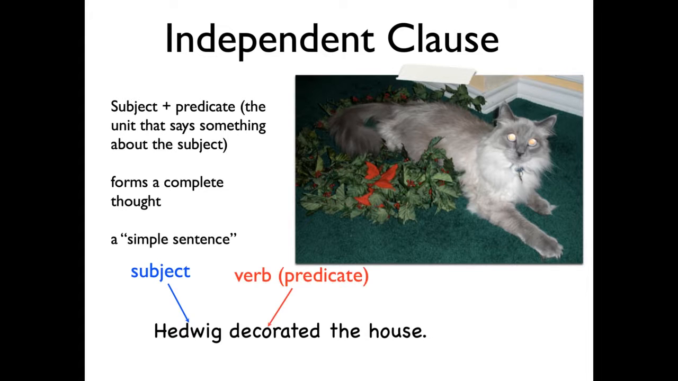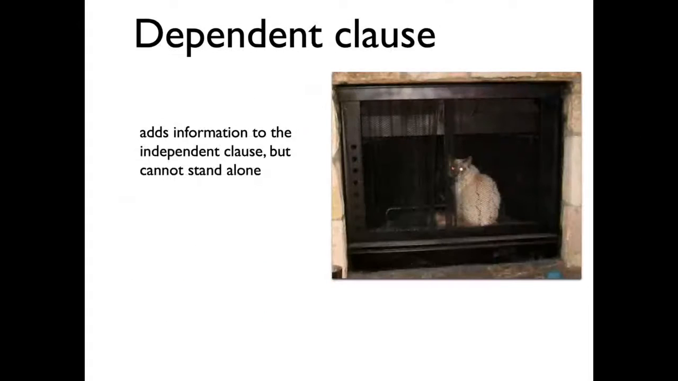So the verb here is decorated, and the object receives the action of the verb. So you ask, what was decorated? In this case, it is the house. So that is an independent clause. I won't look pretty deeply into it, but it is very basically a simple sentence. It can stand by itself.